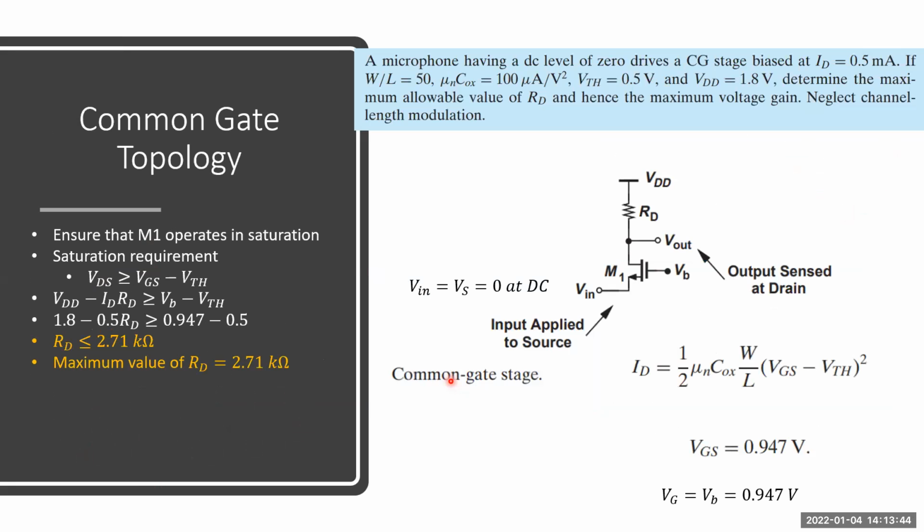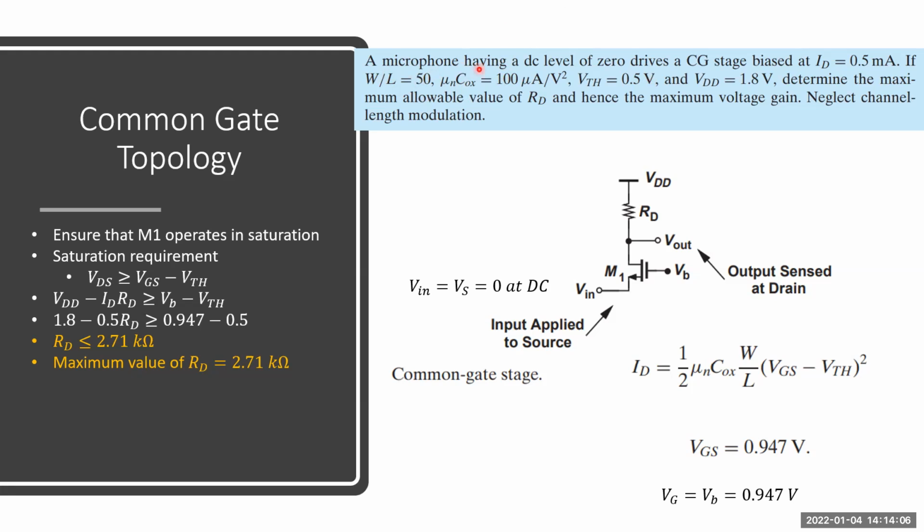And this is the second question. We are going to analyze a different topology. It's called the common gate topology. We understand this topology is a common gate because the input is applied to the source, and the output is sensed at the drain.